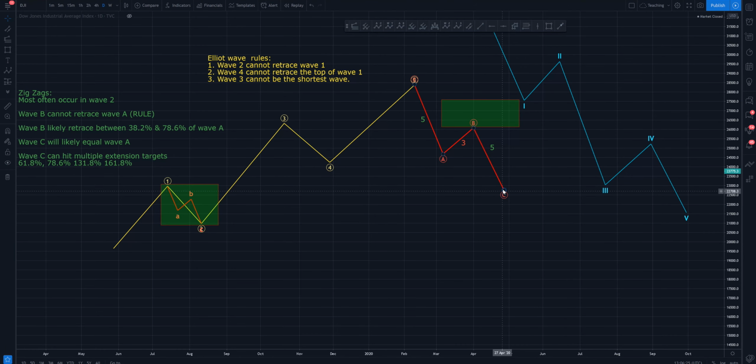If the wave C, of course, doesn't equal the length of the A wave, but stops at the 61.8 or the 78.6, and then you see a 5-wave structure forming here, and it takes you beyond the top of the B, then this was a zigzag and you are resuming the previous trend. So there you go. However, what if you get the situation where a zigzag can become very confusing?